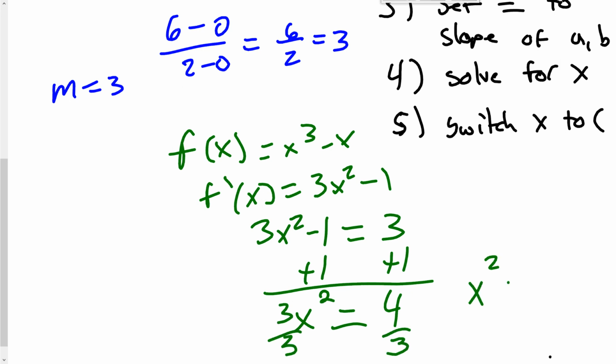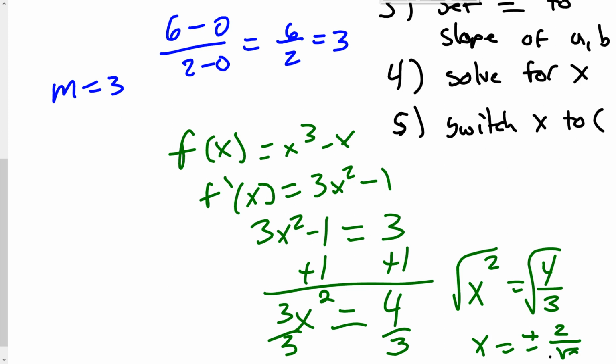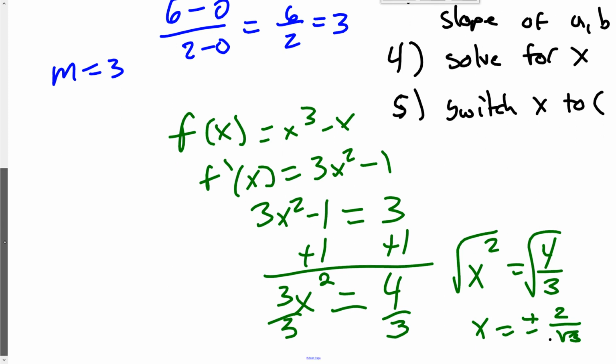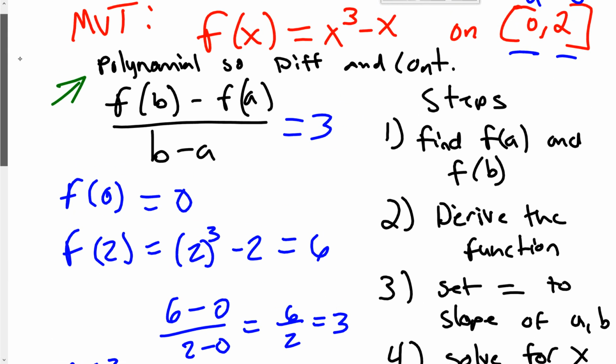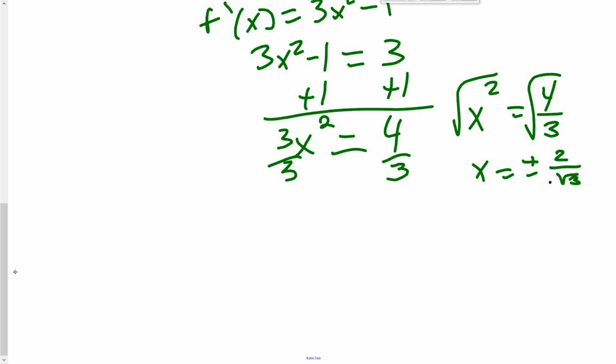So x squared equals 4/3, so I need to square root both sides. So that equals plus or minus 2 over root 3, because the square root of 4 is 2, and I just square root the bottom 3. I just need to make sure those are on my interval, and my interval is from 0 to 2, so the negative is outside my interval. So c would just equal 2 over root 3.